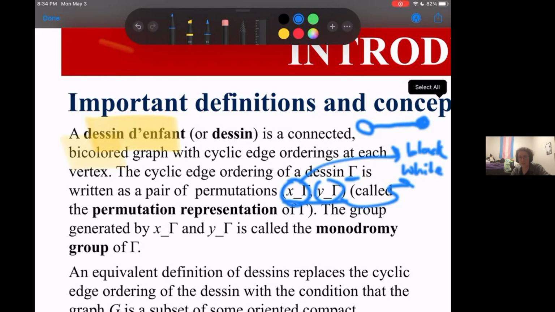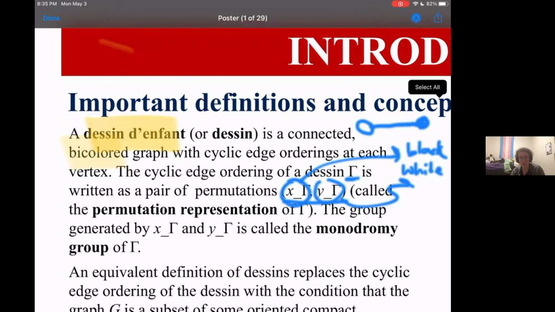And then finally, once we have these two permutations, we can generate a group with these permutations, and we're going to call that the monodromy group of the Dessin.